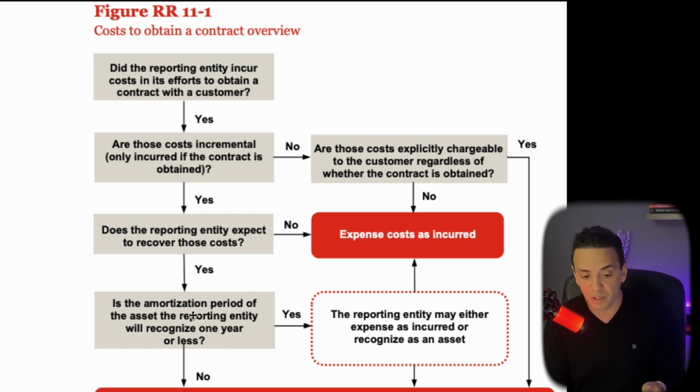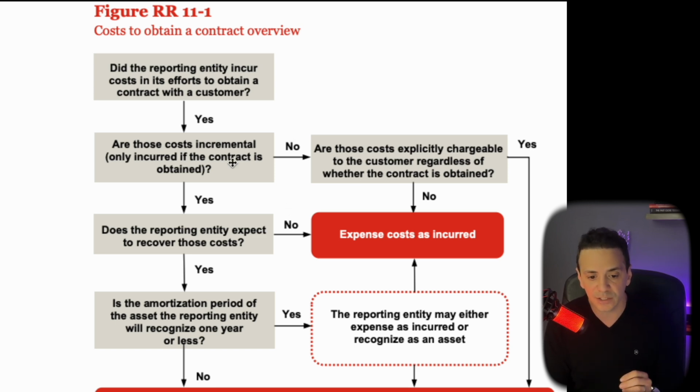Then the next question becomes, is the amortization period 1 year or less, or over 1 year? In this case here, it's over 1 year of amortization, because the contract with the customer is 3 years. Then it's going to be recognized as an asset. See here, the diagram will show you that if the answer is no to any of these questions, you might have to just recognize the entire commission as an expense in the month and be done with it.